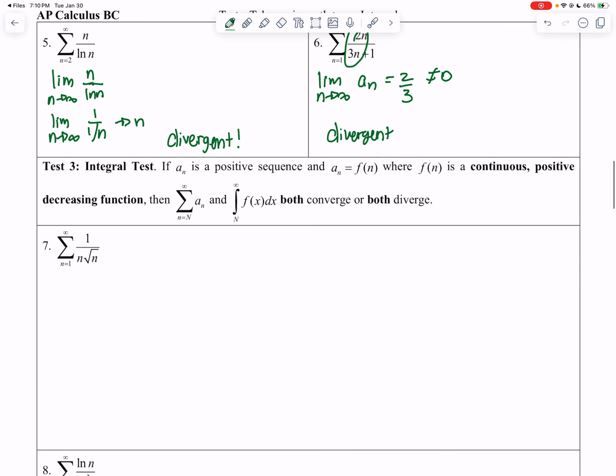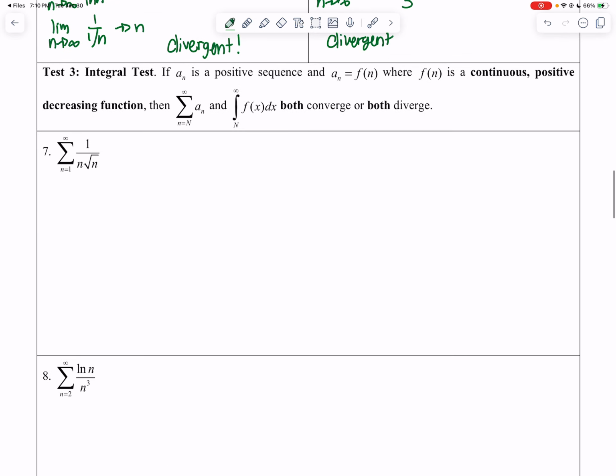Okay, the integral test. This one's the more important one out of the 3 because you have conditions that you kind of need to verify. So the integral test tells us that if we have a sequence and it's a positive sequence, and a sub n is equal to f of n, where f of n is a continuous positive decreasing function, then the series and the integral will both converge or both diverge.